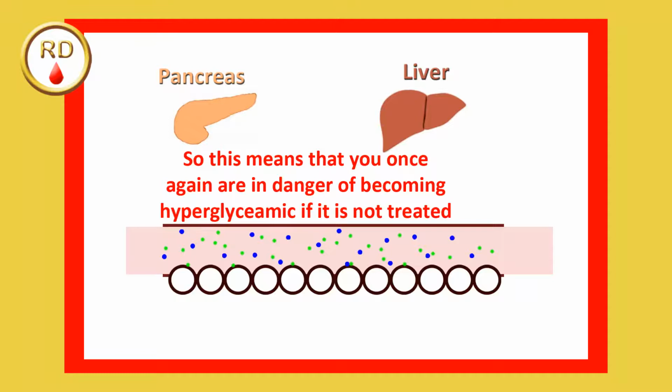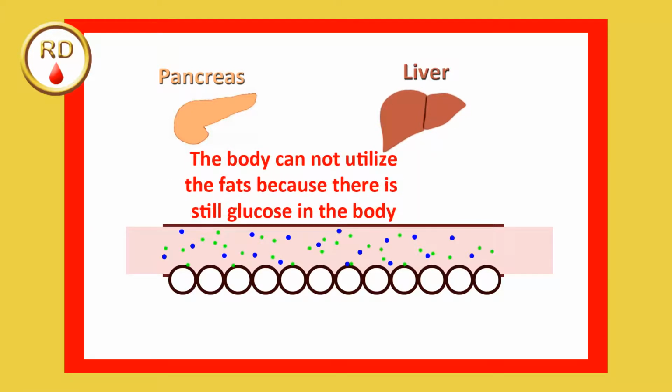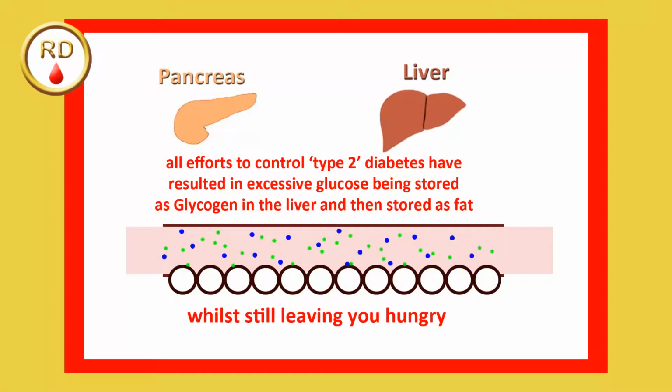If not treated, you are in danger of becoming hyperglycemic. The rest of your system is still working well, but it cannot utilize the fats in your body as you still have glucose in your system. Now, the treatment of type 2 diabetes is quite varied, with different tablets doing different things to your body, from making your pancreas produce more insulin to trying to increase the sensitivity of your cells to insulin. None of these methods have reversed the problem or addressed the real cause.